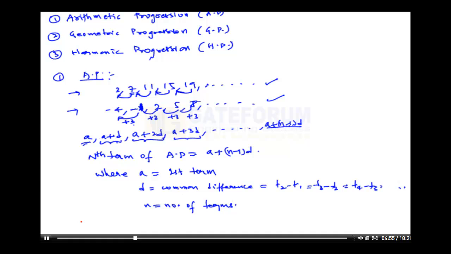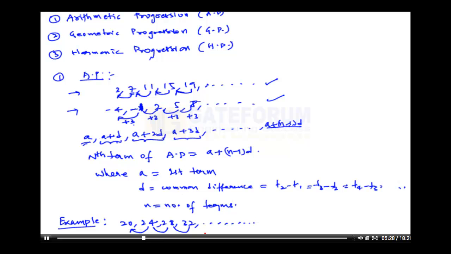Now, where this general term will be useful, we'll take an example. Consider the sequence 20, 24, 28, 32. Let us check whether it is in AP or not. How to check? 24 minus 20 is 4. 28 minus 24 is 4. 32 minus 28 is also 4. Therefore, the difference is the same for all the numbers, so definitely it is in AP.